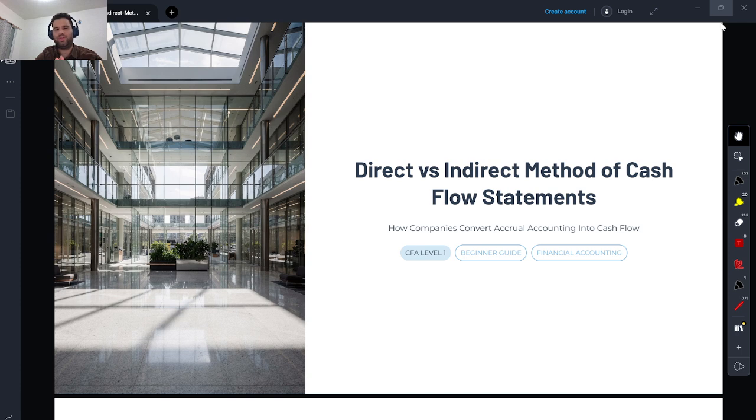In this learning module 2, we're going to understand the difference between the direct method and the indirect method of preparing the cash flow statement. This is one of the most important accounting topics for valuation, financial modeling, and financial analysis because profits do not always equal cash. By the end of this lesson, you'll understand how companies convert accrual accounting into cash flow, why working capital account adjustments matter, and how analysts interpret operating cash flow in a real world situation. So let's get started.